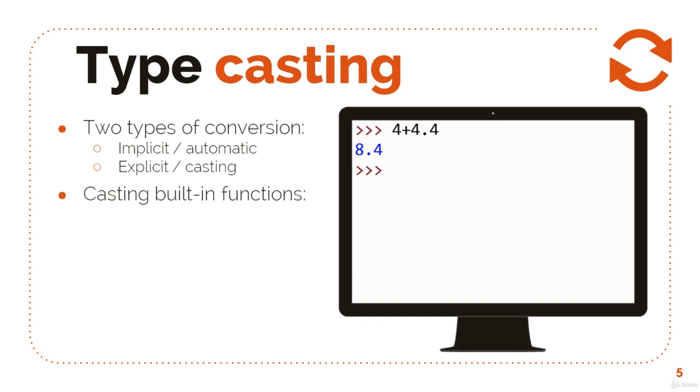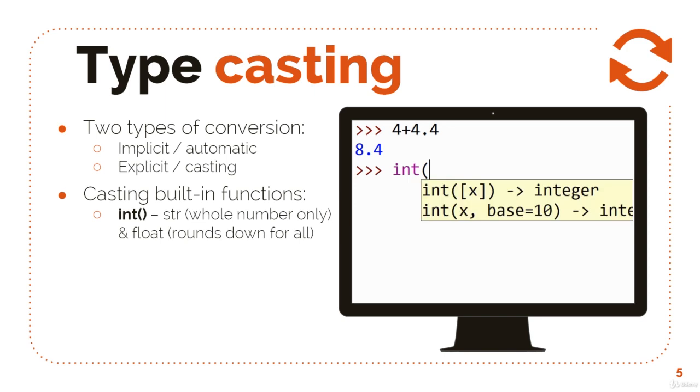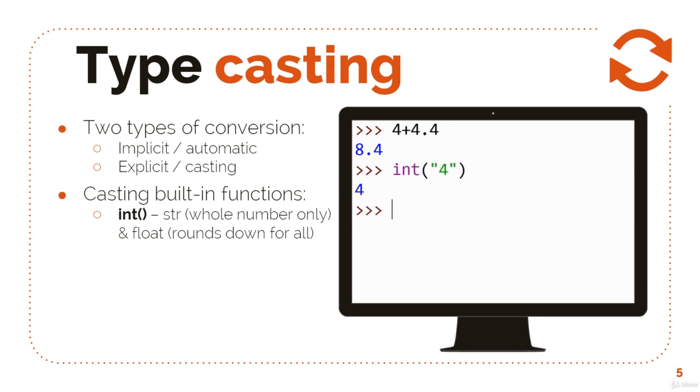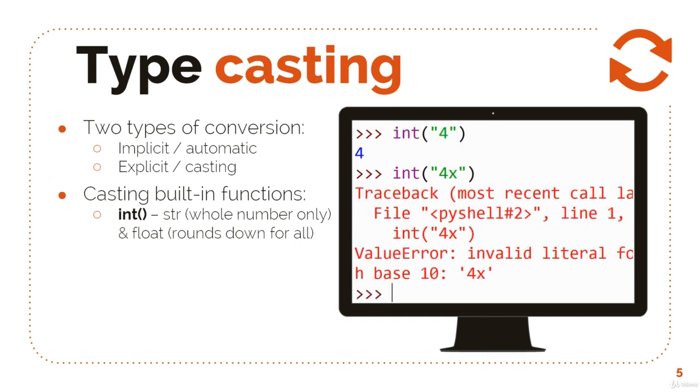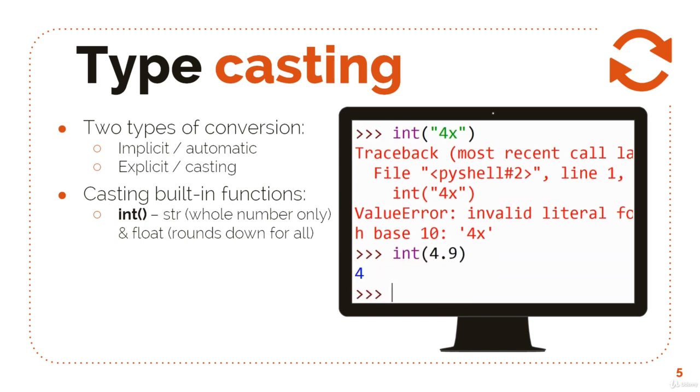There are three built-in casting functions in Python. The first is the int function. Whatever you want to convert goes inside the brackets. So this function allows you to convert a string into integer, as long as the string only contains a number. It also lets you convert floats into integer, but rounds down to the nearest whole number, even if the float is 0.9. So if you had 4.9, it would take it down to 4. Thus, you have a loss of data.